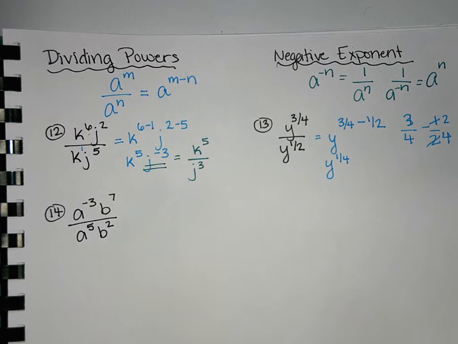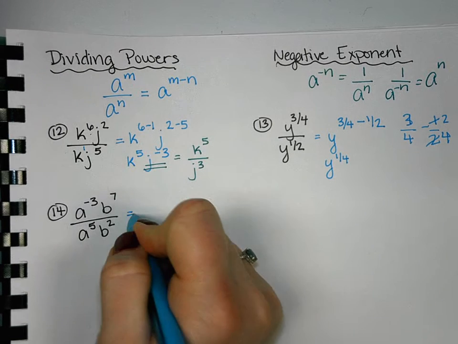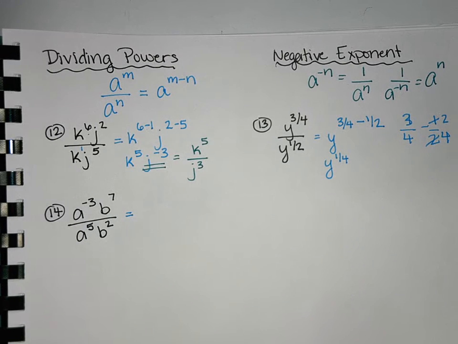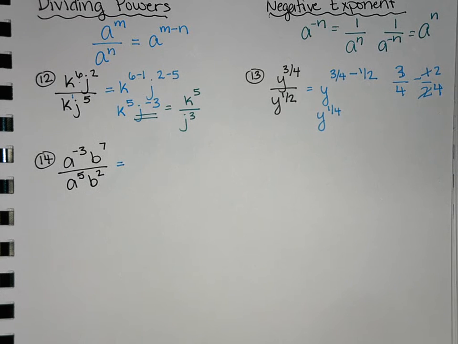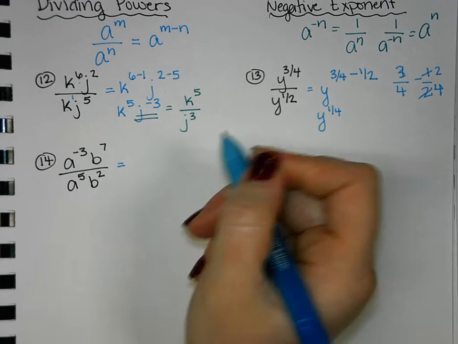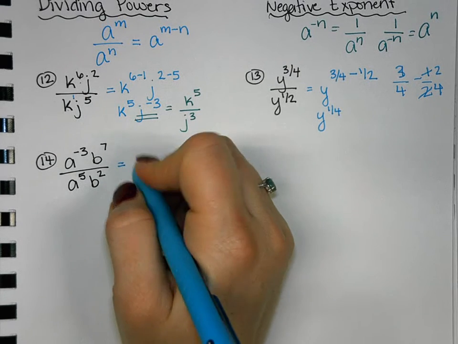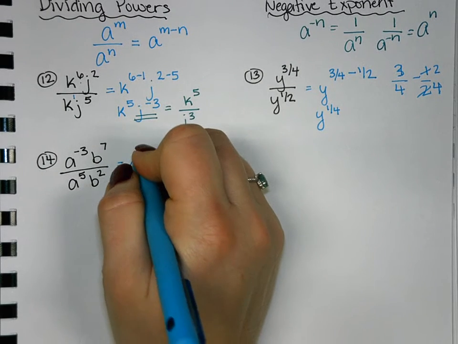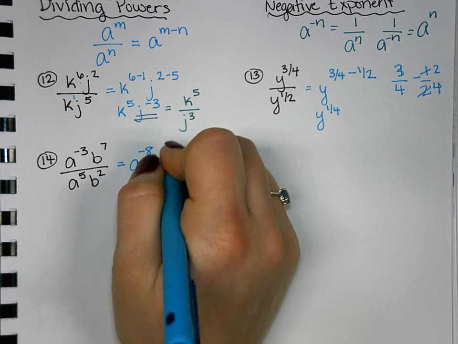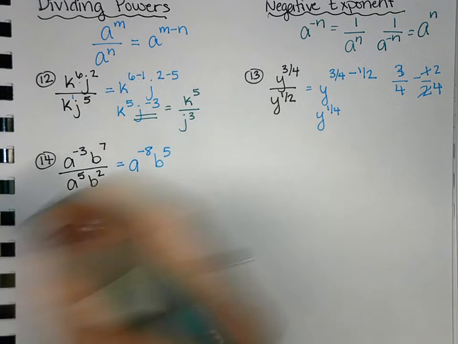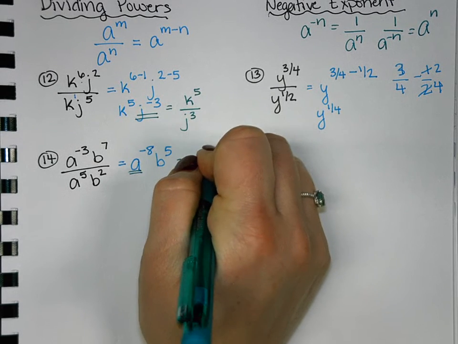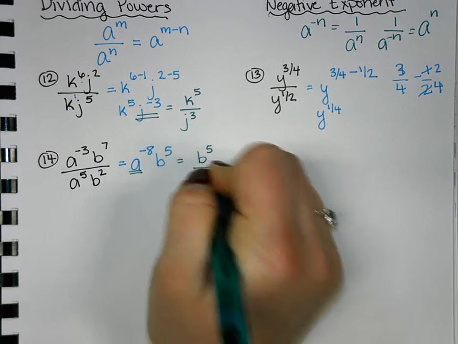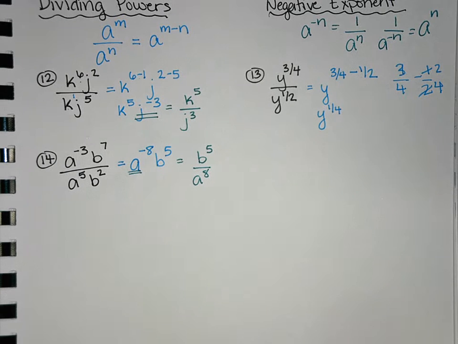Someone tell me what you think this one's going to be. Okay, so I heard a to the negative 8, b to the 5th. And then because we had the negative exponent here, we move just the negative exponent to the bottom. So we have b to the 5th over a to the 8th.